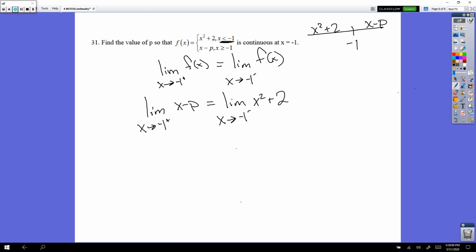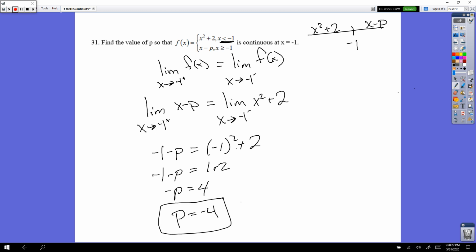Substitute. Plug in negative 1 for x. So negative 1 minus p equals negative 1 squared plus 2. So negative 1 minus p equals 1 plus 2. So add the 1 over. 1 plus 2 is 3 already, so that would be negative p equals 4. Multiply by negative 1 on both sides, we get p equals negative 4. So when p is negative 4, if I were to put that into here, that's going to make that function continuous at x equals negative 1. And that's it. That's continuity.